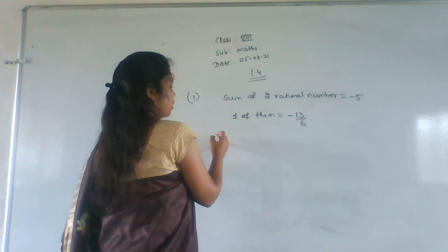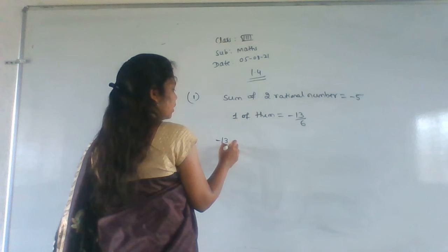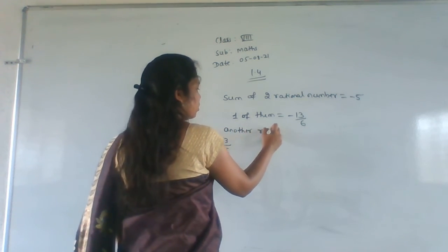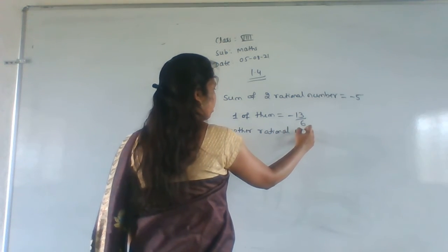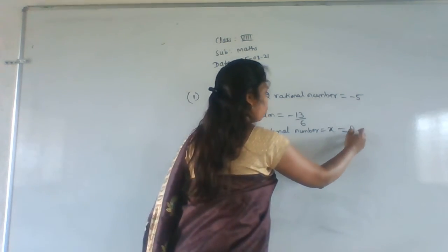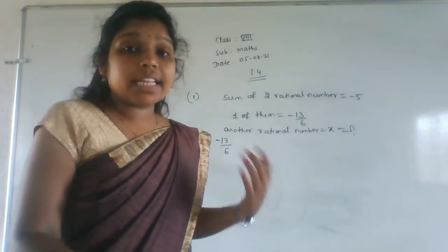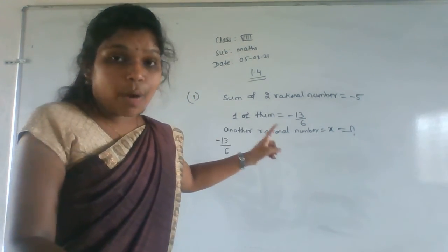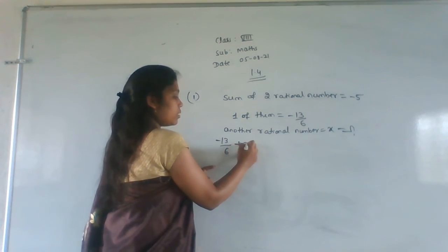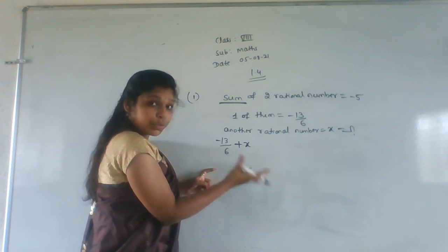That is nothing but minus 13 by 6. Another rational number is equal to x, that we have to find here. I am considering the other number as x. So consider minus 13 by 6 plus x, because they told us sum, and sum means we need to add those two numbers.